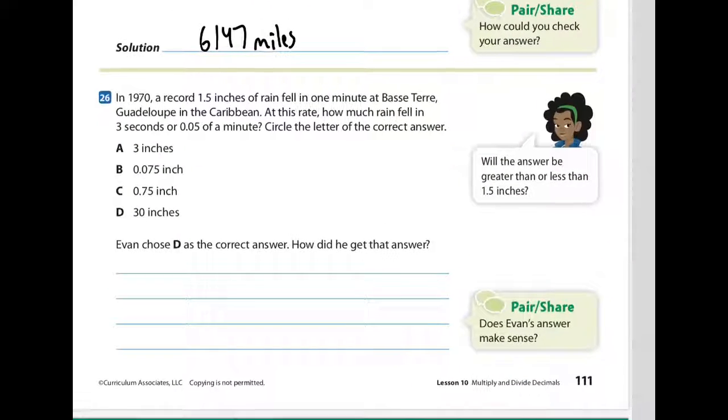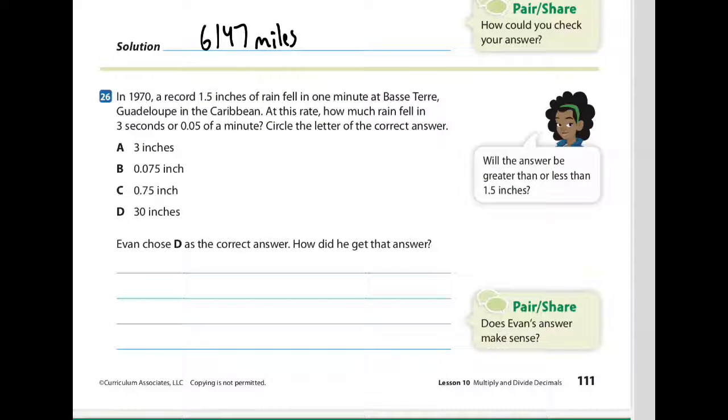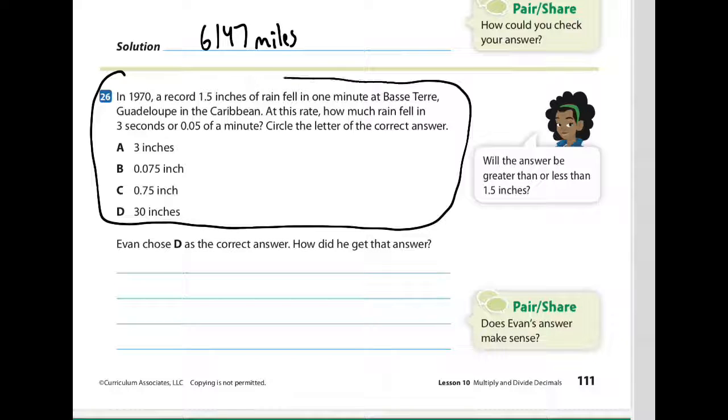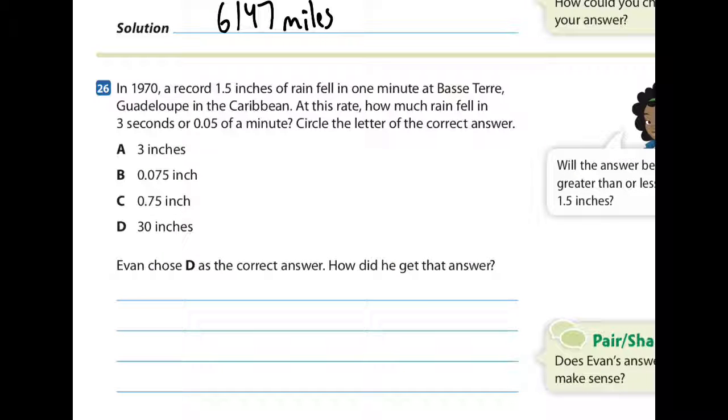All right, last one here. You are going to try 26. Do not do this part down here yet. Give it your best shot. Pause the video. Restart it when you're done. Go. Okay, let's see how you did.